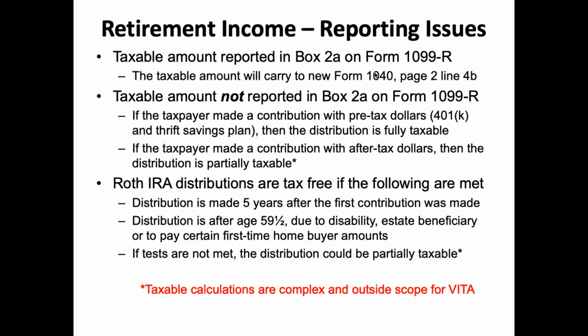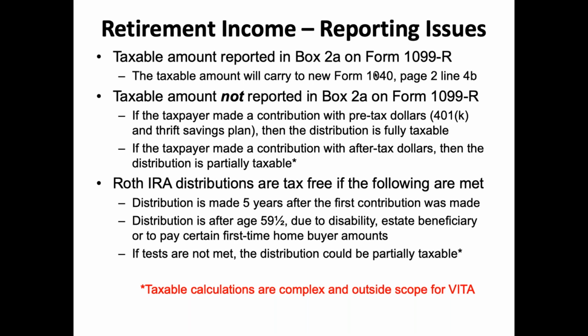Then we also need to see whether that distribution is made after age 59 and a half, due to disability, is made to an estate beneficiary, or to pay certain first-time homebuyer amounts. If that has occurred, what we're going to see at that point is we're actually going to have a qualified distribution from a Roth IRA, and that will be a code Q showing up on the 1099-R in box 7. If that happens, then we are more than welcome to go ahead and prepare the return.